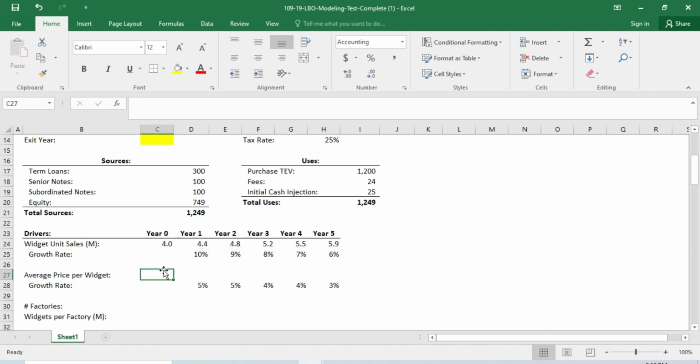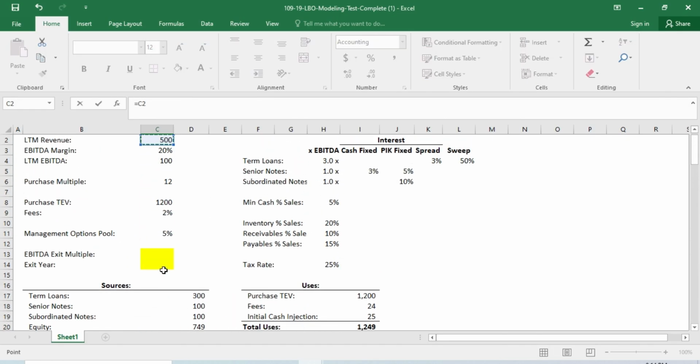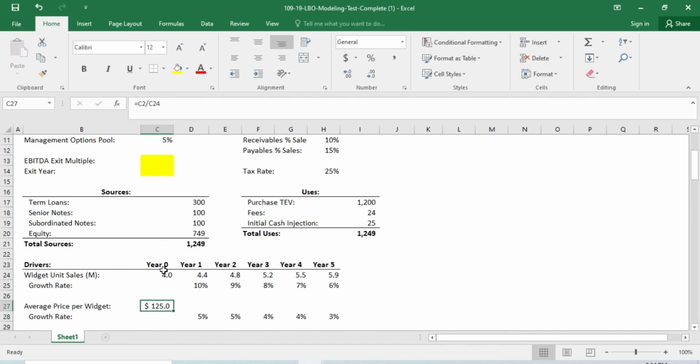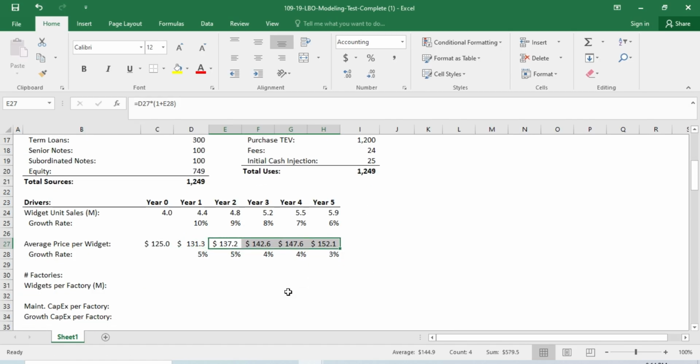Now we have the sales divided by quantity. So we have average widget price. Now we will apply the formula of growth to get the average widget price every year.